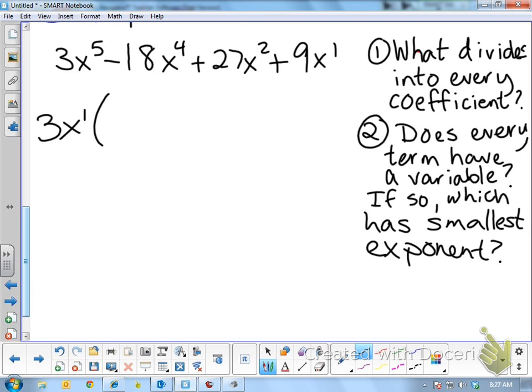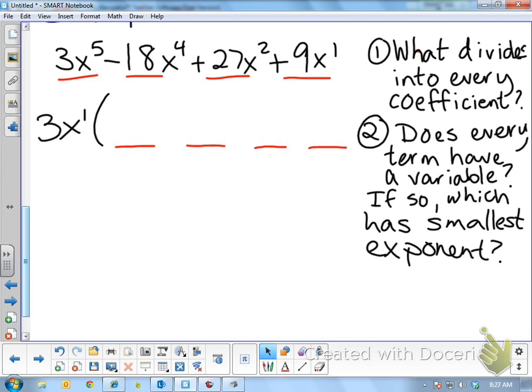So the answers to those questions go outside the parenthesis. You do not have to write x to the 1st if you don't. But again, usually for notes I write a little more detail. But if you can skip to just 3x, that's fine. Doesn't matter. And then we have to figure out what goes inside. Well, we have 1, 2, 3, 4 terms up here. We should have the same amount in our parentheses. We should have 1, 2, 3, 4 spots that we need to fill.